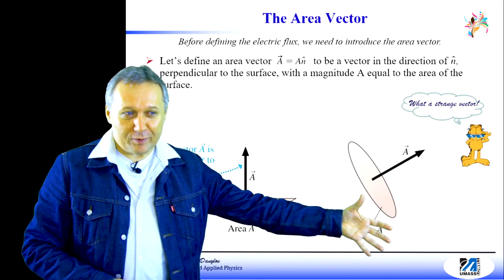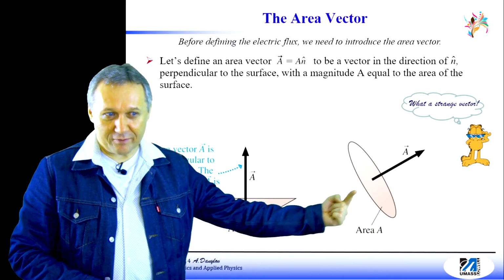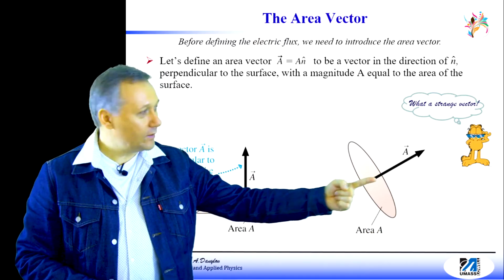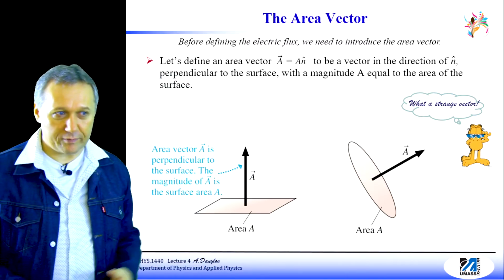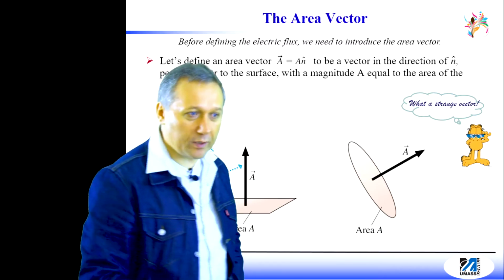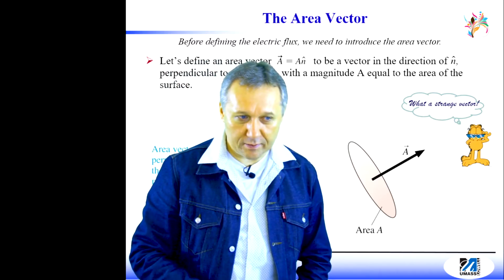Or if you have, for example, this circular surface, area vector, you can point it that way. Okay, that way, right? Or opposite direction. Again, you have a freedom. And again, magnitude must be equal to the area of this surface.